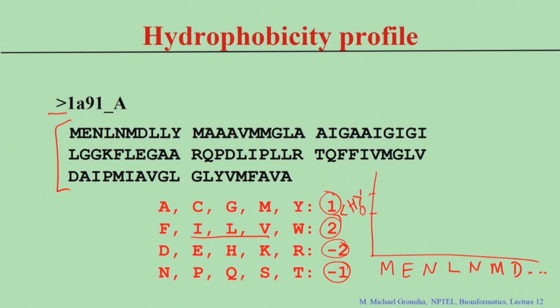So, here you can put 1, 2, minus 1, minus 2. So, M equals 1, and you plot it here. Then the second one is E. What is the value of E? Minus 2 here, and N is minus 1, L is plus 2, this N is minus 1, M is plus 1, D is minus 2, and so on. Then we connect them.